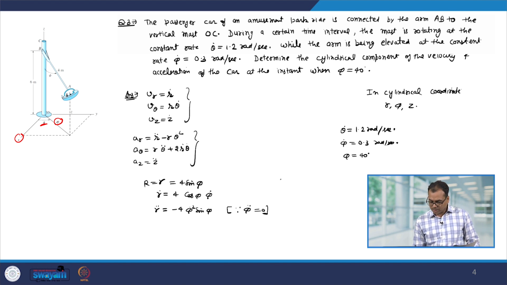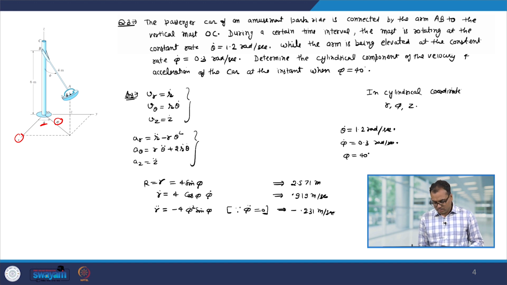Now let us put the value of phi equal to 40 degree. So we get r equal to 2.571 meter, r dot equal to 0.919 meter per second, and r double dot equal to minus 0.231 meter per second square.